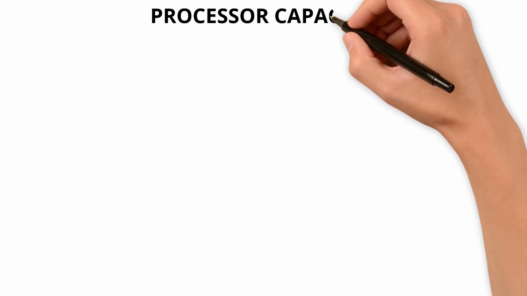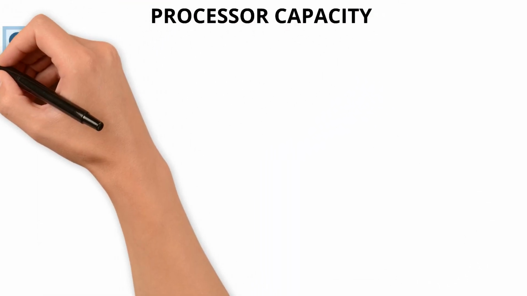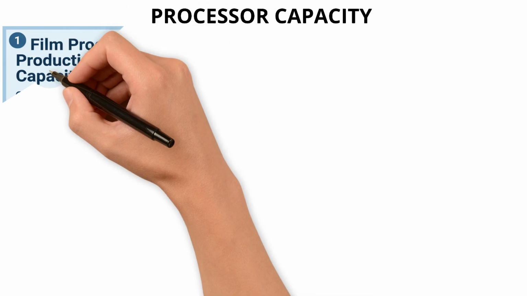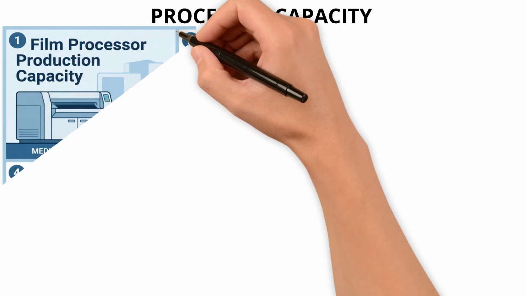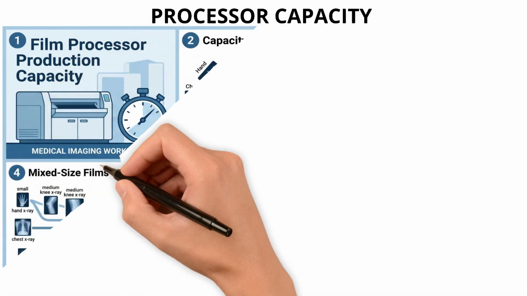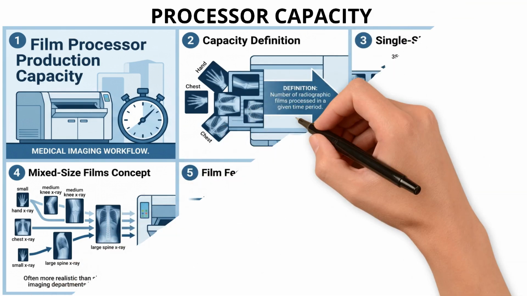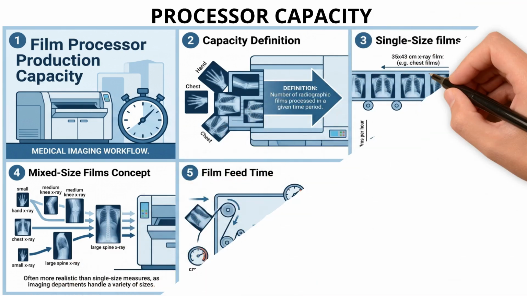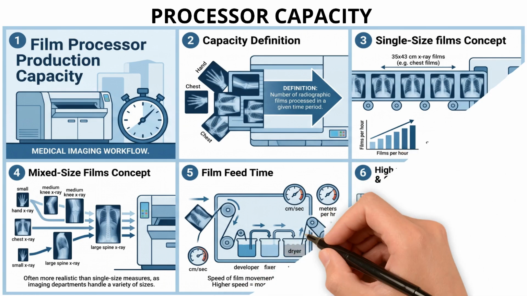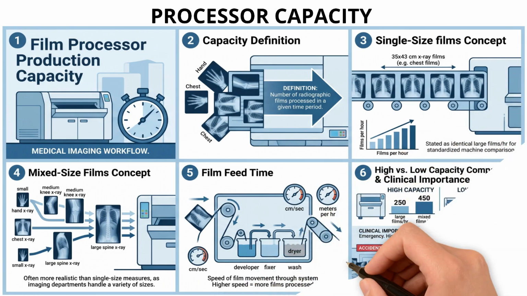Processor or production capacity refers to the ability of a film processor to handle a certain number of radiographic films within a specific period of time. It is a key factor in medical imaging because it determines how quickly diagnostic images are produced and made available for review. Manufacturers express processor capacity in different ways.